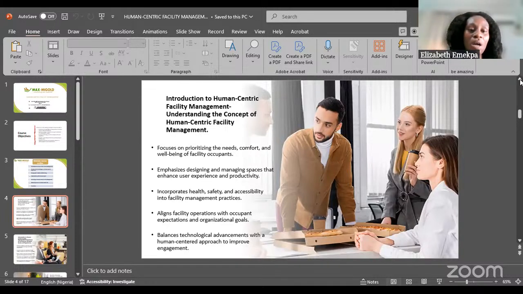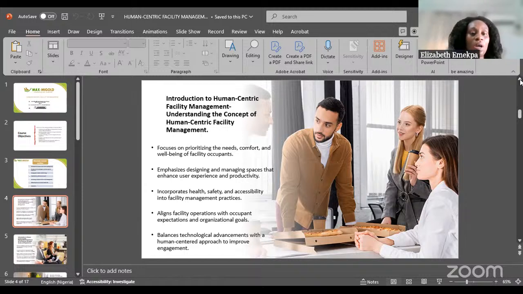All right, so introduction to human-centric facility management, understanding the concept of human-centric facility management. Like I defined earlier, okay? Human-centric means the approach, right? For us to be able to give these people what they want, okay? Comfort. For us to give these people comfort, that's the word, okay? It focuses on prioritizing the need, comfort, and well-being of facility occupants.